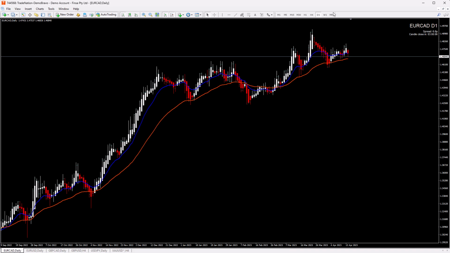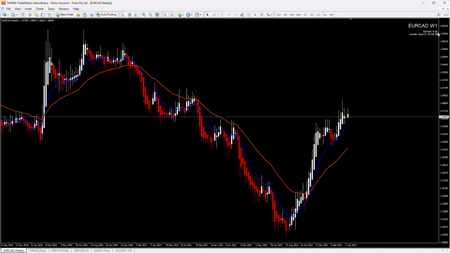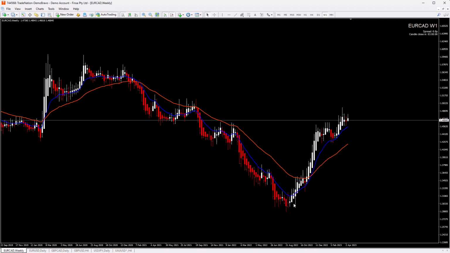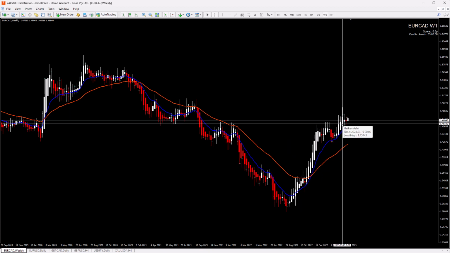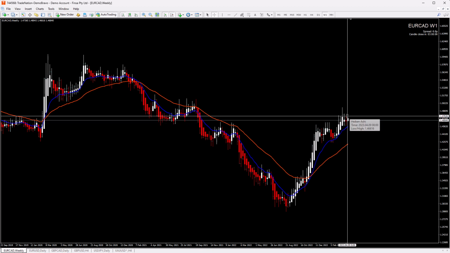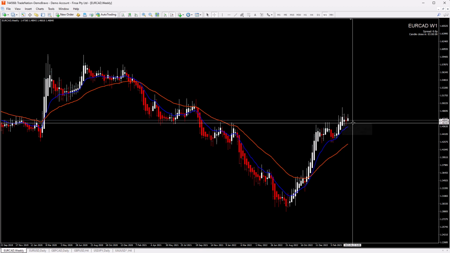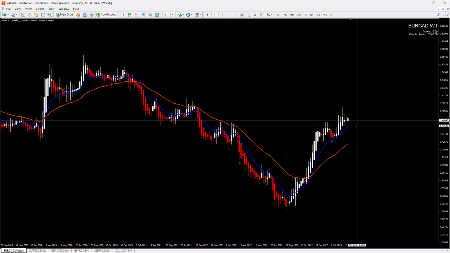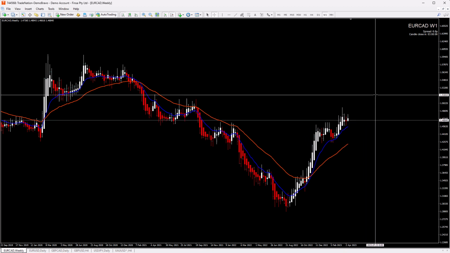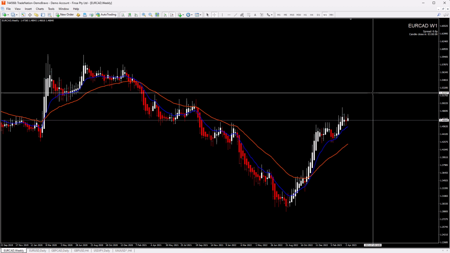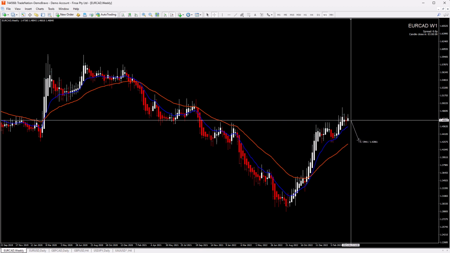So let's start with the EURCAD. As we can see on the weekly chart, we have a strong uptrend, and right now price has stopped a little bit around this zone. We see weekly candles are very tight, very small. So what we can expect is a possible stop and then continuation in this uptrend, or maybe finally price will make for us this deeper retracement.